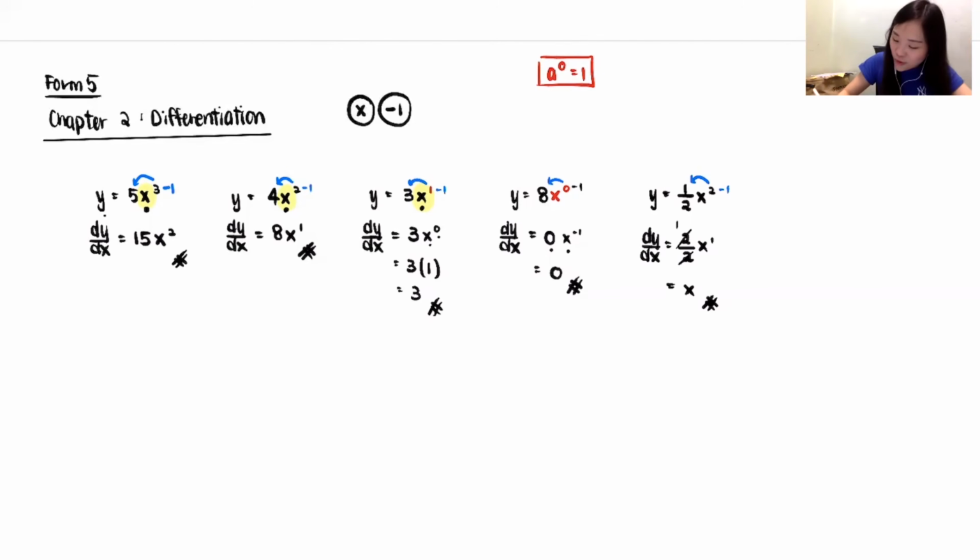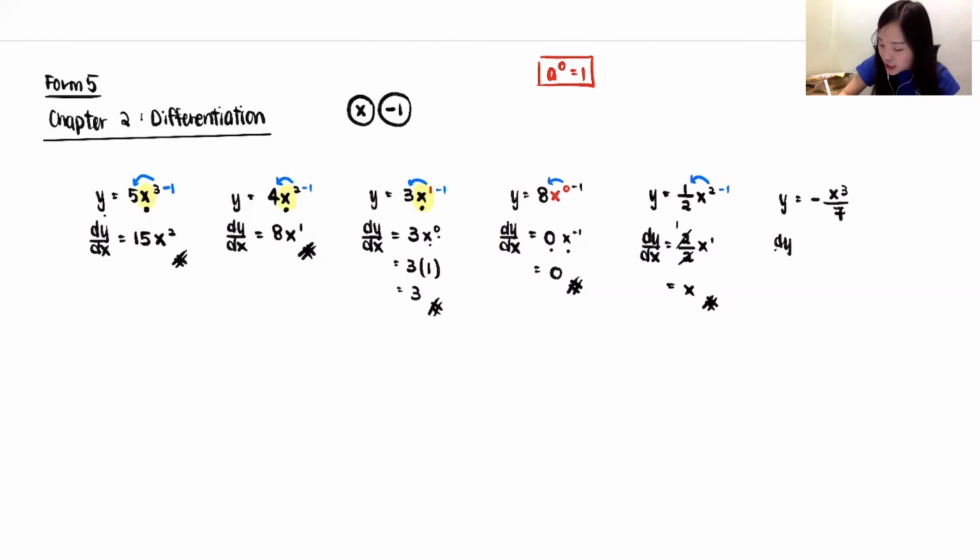Saw it? One more. y equals negative x cubed over 7. Again, how do we do this? The way of doing it is exactly the same.